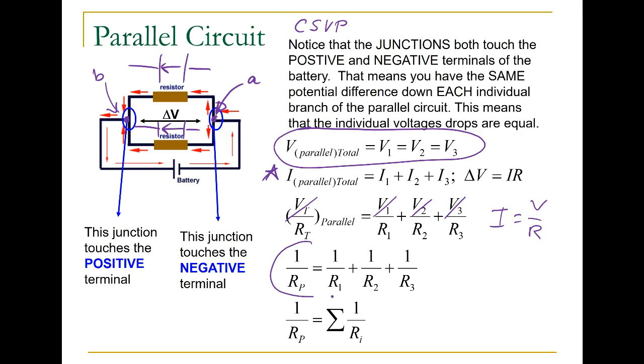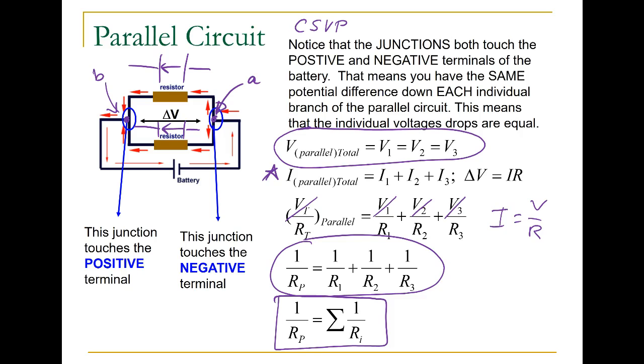So we get that 1 over R is equal to 1 over R1 plus 1 over R2 plus 1 over R3. Or 1 over R in parallel is equal to the sum of 1 over R individual. Now, what does this say? This says that the equivalent resistance is always going to be smaller than any individual resistance.